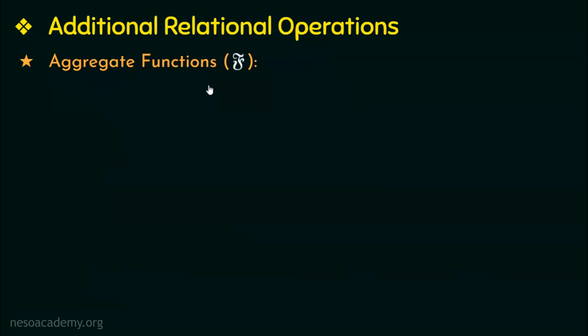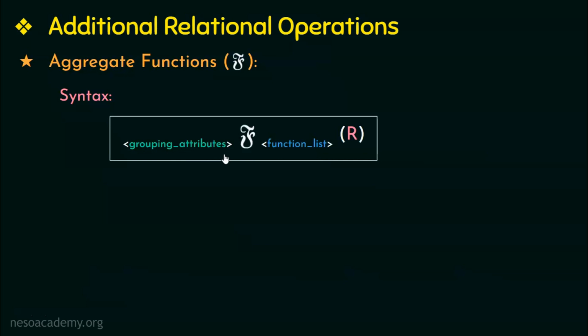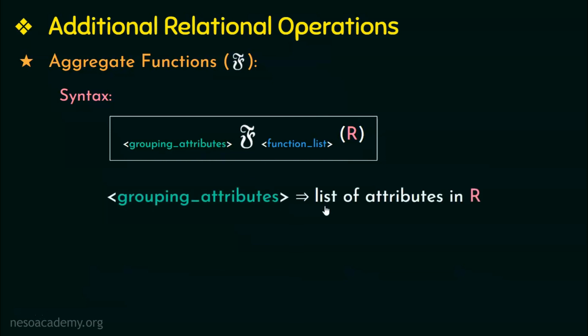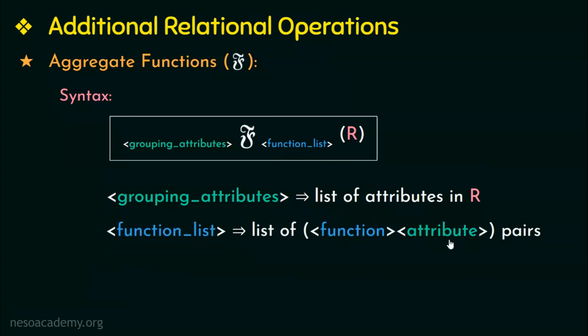There is also another type of database request where we require grouping of the tuples or rows in a relation and then applying the aggregate function on each group. We will learn this with the help of examples. Now the syntax of aggregate function is grouping attributes in the subscript followed by the aggregate function symbol followed by the function list again in the subscript and then followed by the relation name on which we want to perform the aggregate function. Here the grouping attributes are the list of attributes in this relation R, and function list is a list of aggregate function and attribute pairs. These grouping attributes are not mandatory and we can apply aggregate function even without these grouping attributes. With examples you will understand this better.